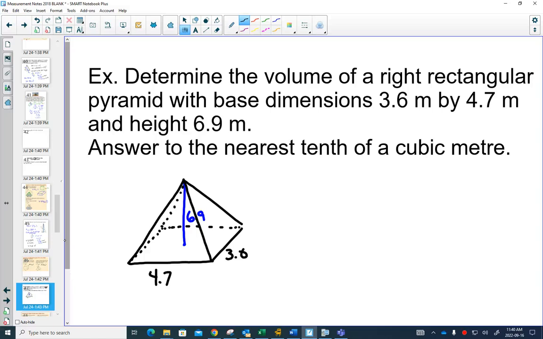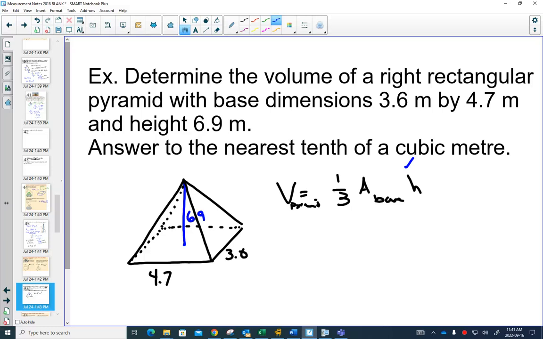There we have our pyramid. We want to find the volume. According to our formula sheet, the volume of a pyramid is equal to 1/3 area of the base times the height. This time, what do we have? Do you see that we already have the height? They didn't give us the slant height. Little happy dance. This question's easier than the last question.